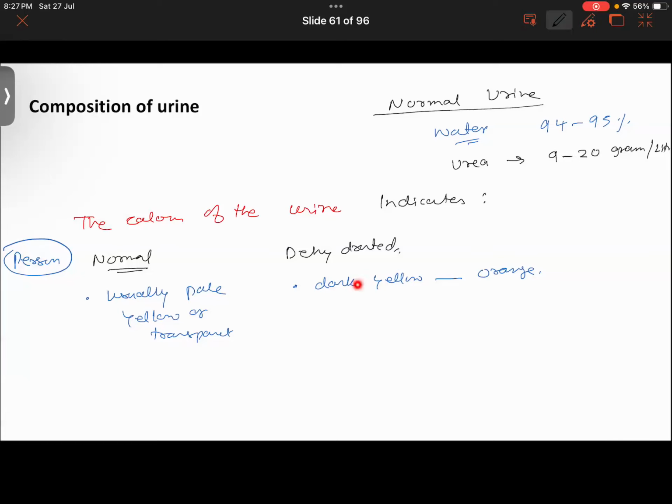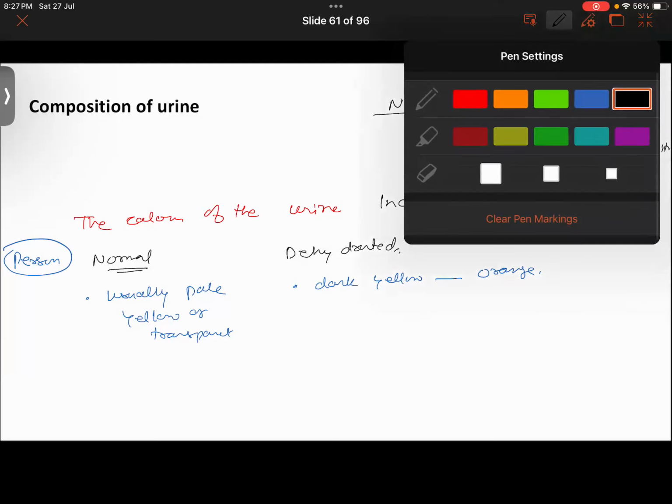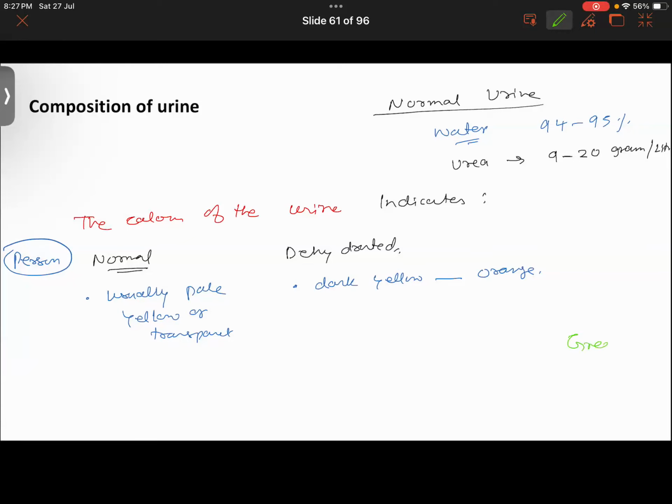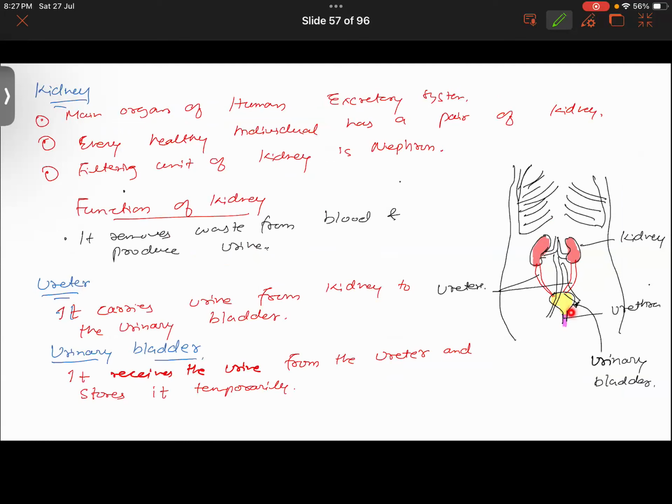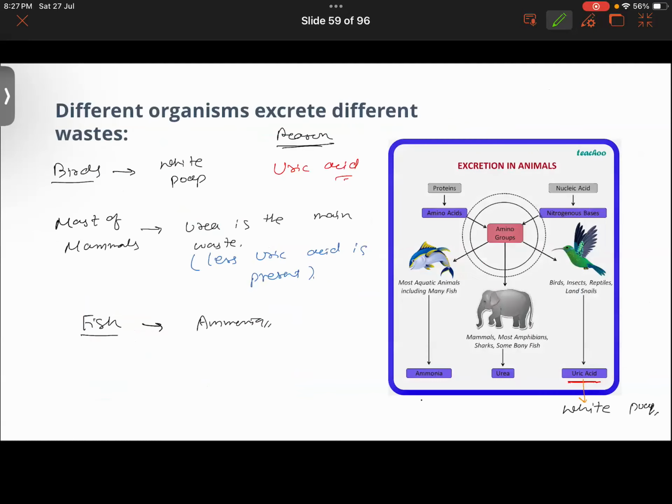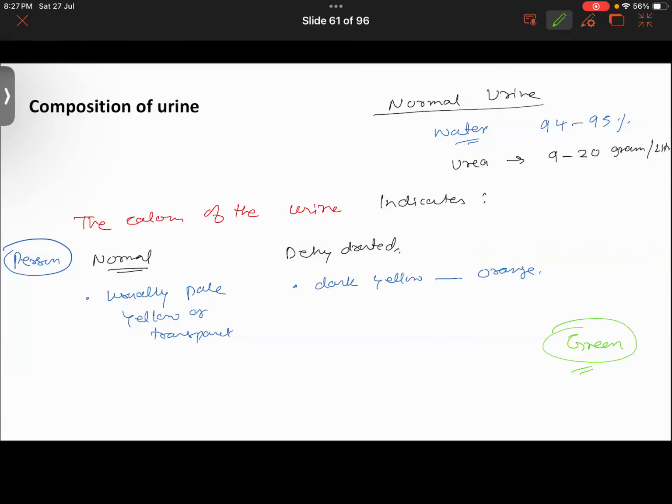Apart from the yellow, orange or pale yellow color, there are some other colors of urine that can indicate different things, but we are not going there. In some cases, even the color of the urine can be green. Ever heard that? If there's some infection in the urinary tract, if the urethra or the urinary bladder is infected, in that case the color of the urine can change to green. So hope you guys have understood this much of what I have explained.